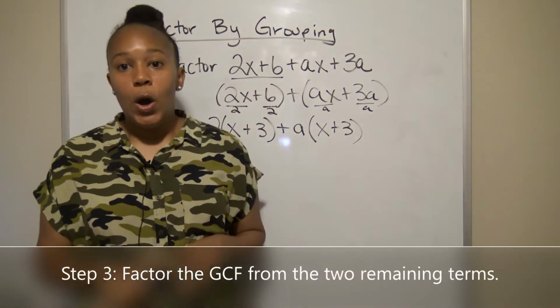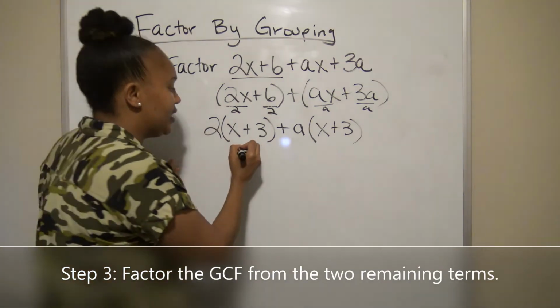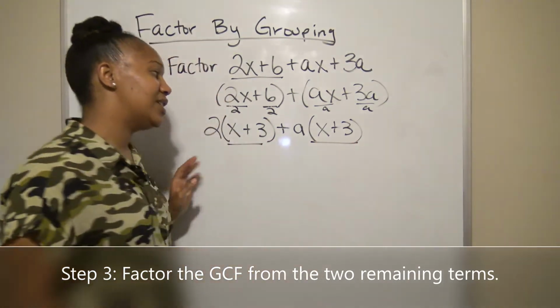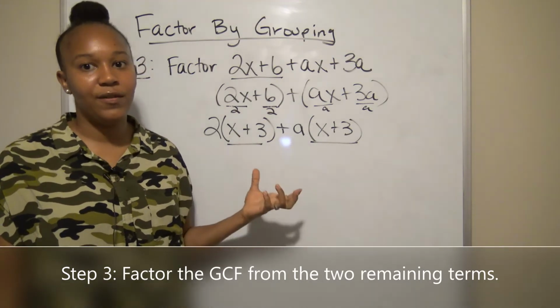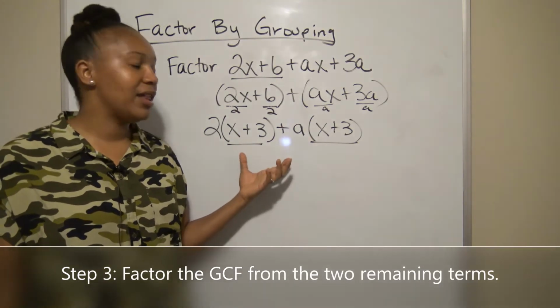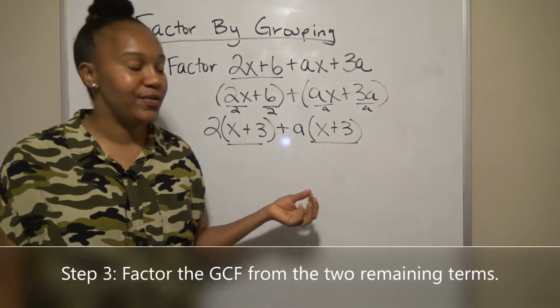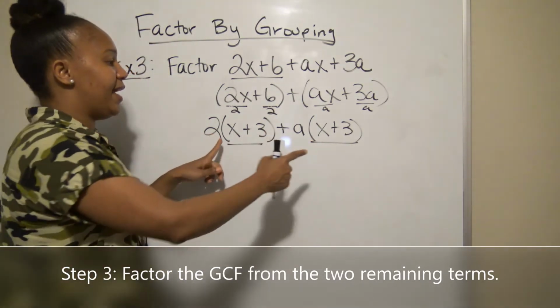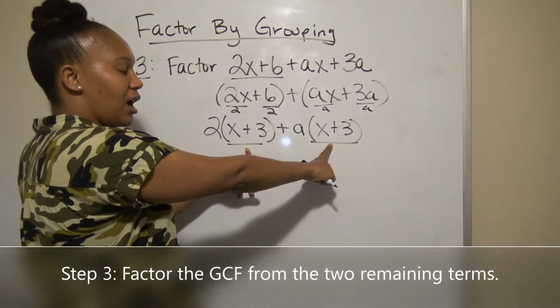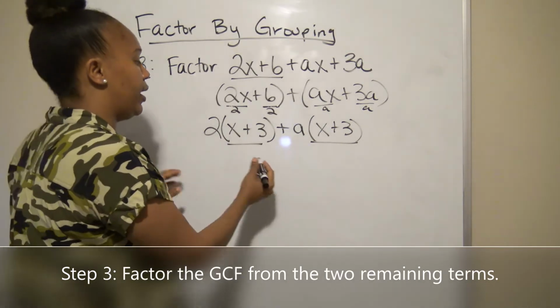So now the whole goal of factor by grouping is to get what's inside the parentheses to be the same. And if it's the same, then you can factor this even further. And so this ends up looking like the first two examples we did in this video, where you have two terms that have the parentheses in common. So they both have an x plus 3 in common.